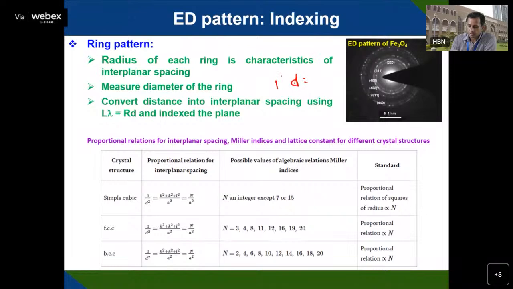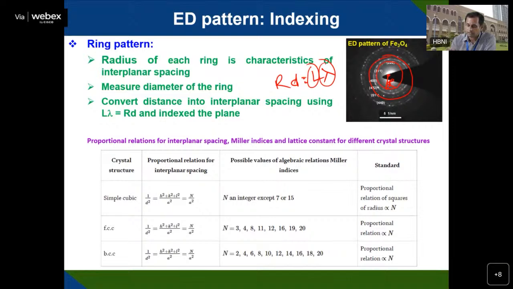In this equation, L is the camera constant, which is constant for each TEM and photographic film you are using, for the particular distance you take. You also know lambda: in TEM, if you are using 100 kV or 200 kV, you use the particular lambda. And R is the ring radius. You can see this is one ring you are getting here, and another ring is here. The radius from the center to the ring is R, so you have to measure this R.